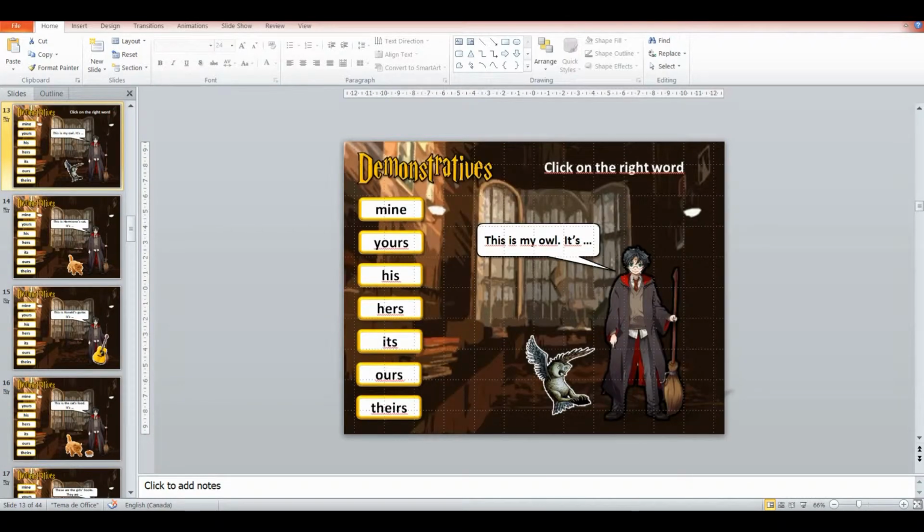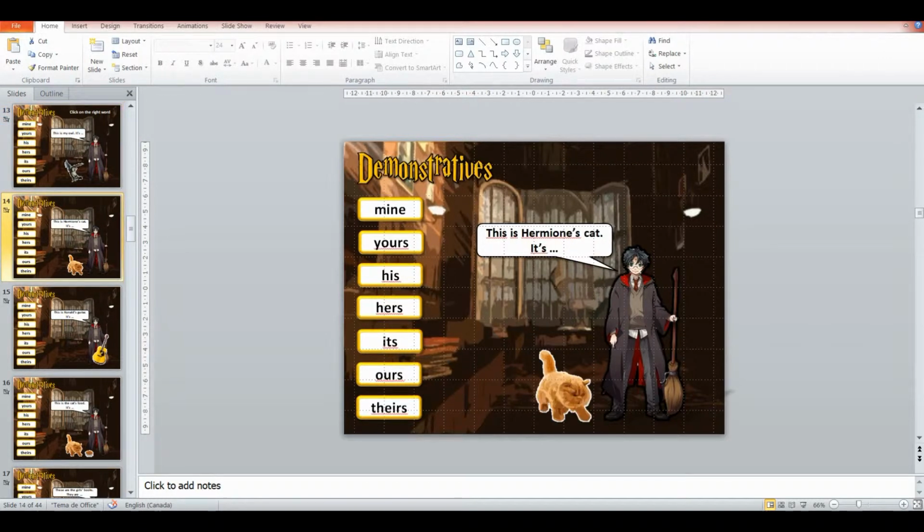And then we start going into a game where they have to identify the demonstratives. So this is my owl, its, and they have to choose mine, yours. So we use all of them. They have to work it out by the amount of the objects, if it's a boy, if it's a girl, if there's plural, etc.